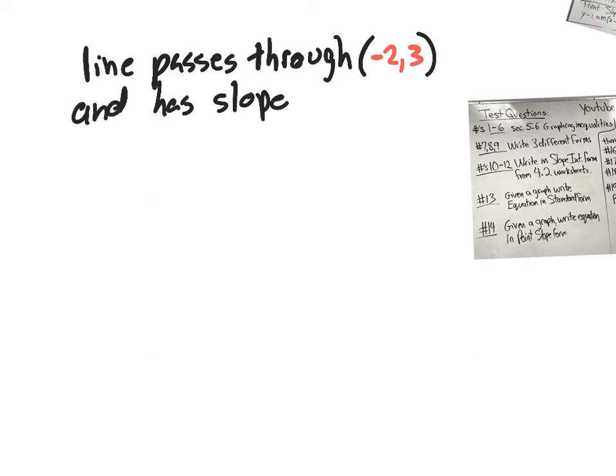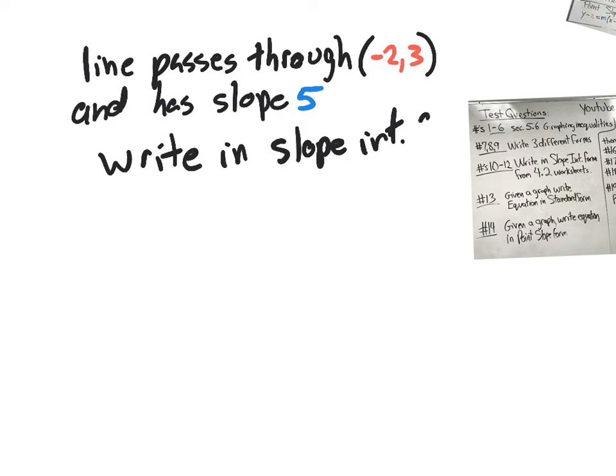Let's get different numbers than 2 and 3. You guys want 1/5 or you guys want 5? 5? Okay. So if I tell you that your line passes through negative 2, 3 and has a slope 5, and I will tell you to write it in slope-intercept form, you're not going to be able to write it in slope-intercept form right off the bat because I don't give you an m and a b, but I do give you the slope and a point.